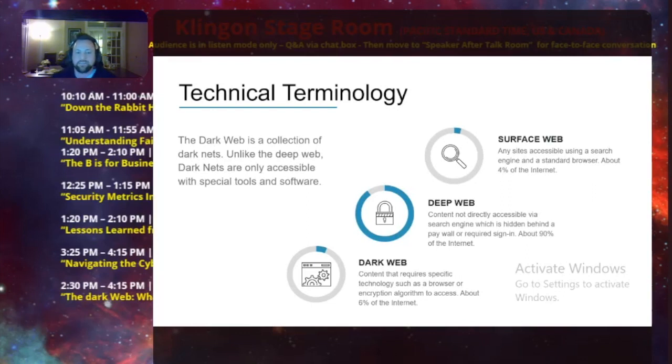We classify the deep web as anything that you cannot directly access without some type of action that you or the user needs to take, like paying to gain access or signing in to gain access.